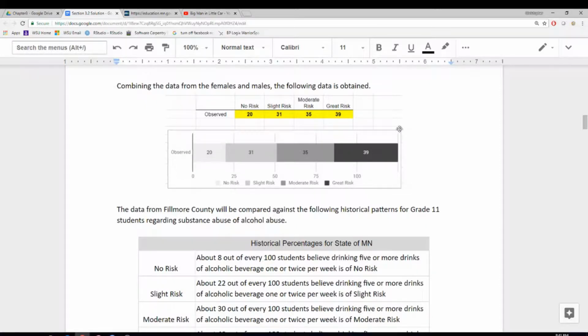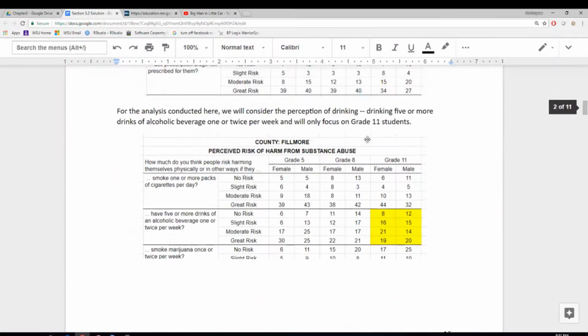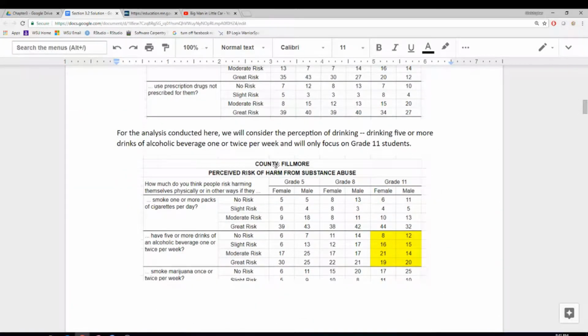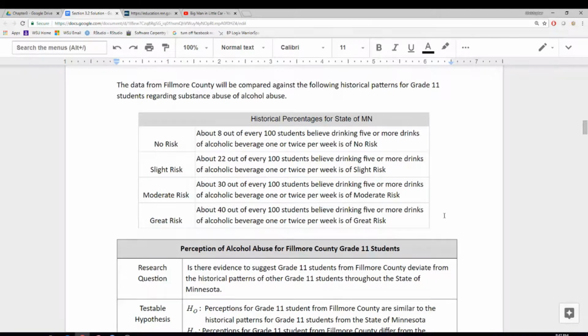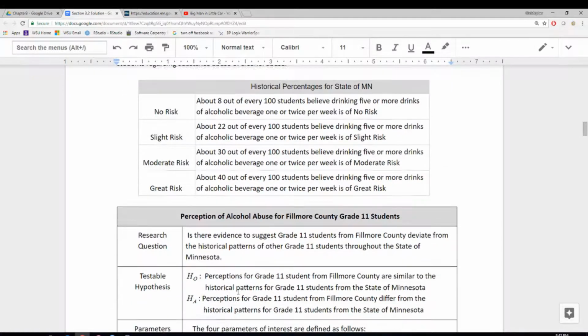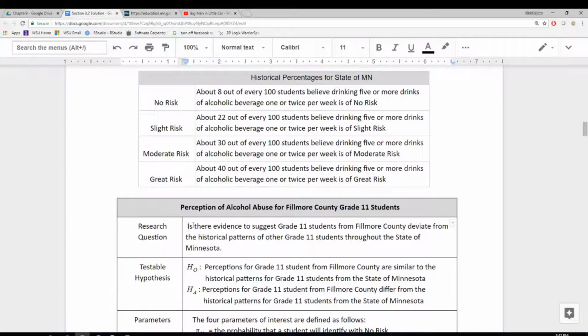Now this information that is presented here is for the students in Fillmore County. So I selected Fillmore County when I was downloading this information. So what we're going to do is compare the outcomes from Fillmore County against the historical percentages for the state of Minnesota. So the research question is stated here: is there evidence to suggest grade 11 students from Fillmore County deviate from the historical patterns of other students throughout the state of Minnesota?